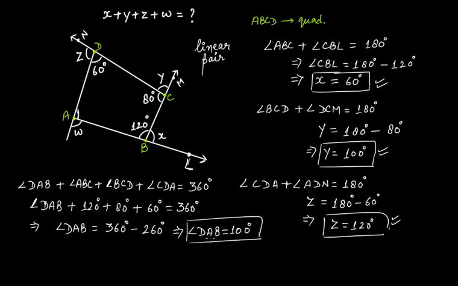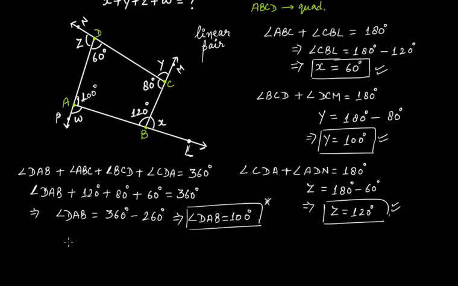So you'll ask what's the purpose of finding the value of angle DAB? Now you know that this angle is 100 degrees. So can't you tell this value, same as we have done for x, y and z? If you extend this and take a point P here, then angle DAB plus angle BAP is equal to 180 degrees because this forms a linear pair.